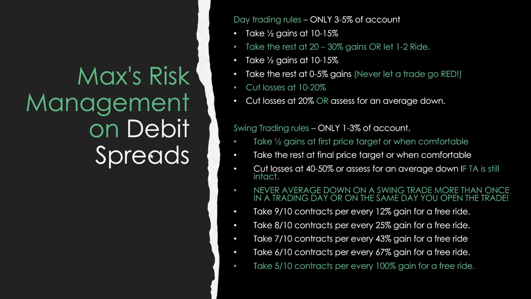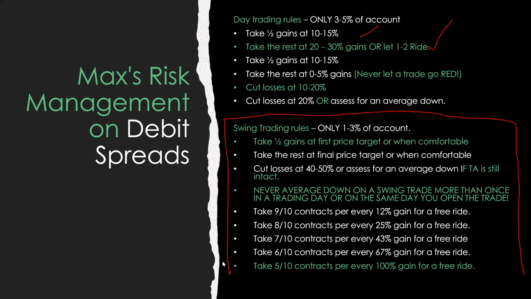All right. If anyone doesn't have risk management on debit spreads, this is what I like to do. This is also what I use for day trading and swing trading, where you can take half your gains at 10 to 15%, take the rest at 20, 30% if this is a day trade. Since we're doing debit spreads for ghetto spreading, you should focus on the swing trading portion because we're turning all day trades into swing trades. So I only risk about 1 to 3% in my account. I take half the gains at the first price target or when comfortable and take the rest at the final price target or when comfortable. All right. You should cut losses on swing trades around 40 to 50% or assess an average down.